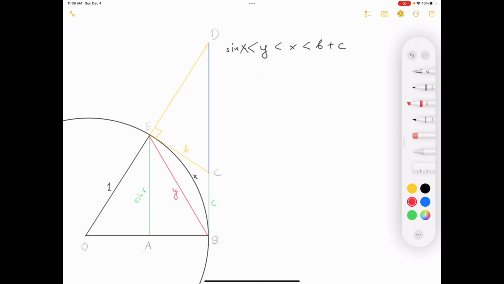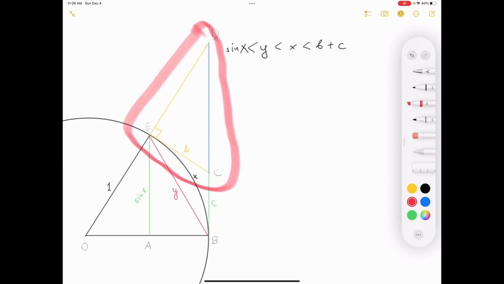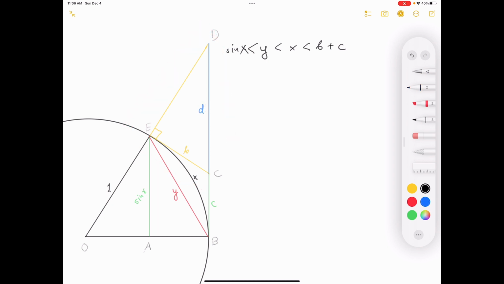Finally, let's look at this triangle over here. And this is also a right triangle. And if I write d for the length of the hypotenuse of this triangle, then we see that d as the hypotenuse is longer than the leg b. So we can write d plus c being greater than b plus c.